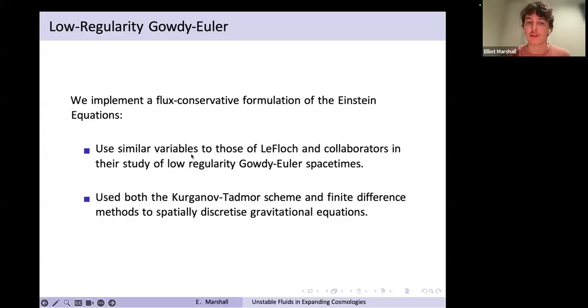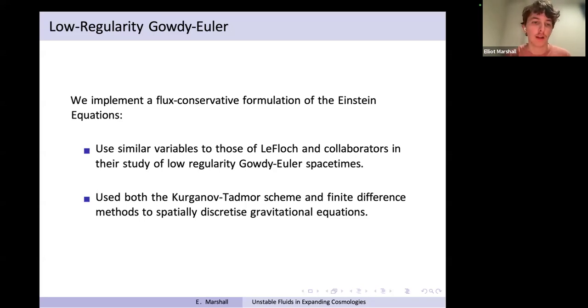And in particular, I should mention that the way we formulate the Gowdy-Euler system here is very similar to the work of LeFloch and collaborators. They studied low regularity Gowdy-Euler spacetimes, so they were looking at weak solutions. They came up with a particularly nice formulation to study that problem.